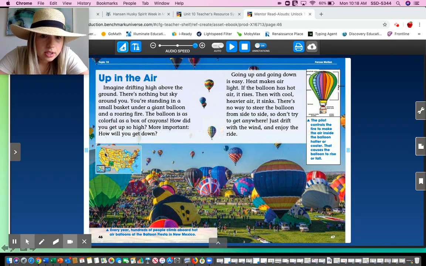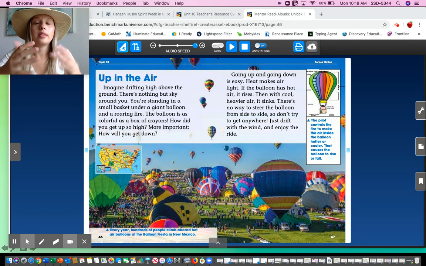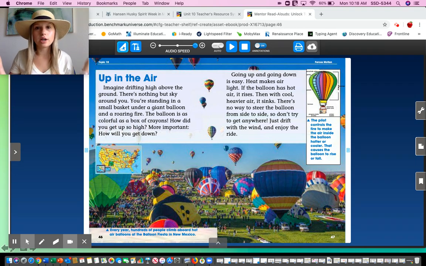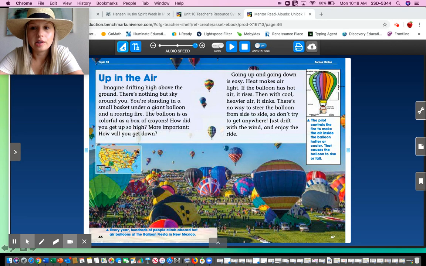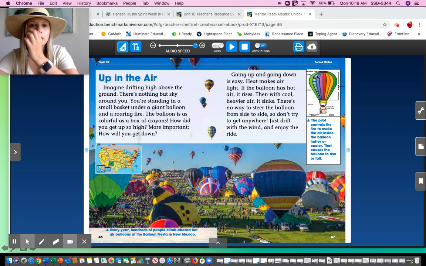I also see over here a map. And yesterday we talked about maps. We talked about how sometimes an author will use a map to help readers understand where the story takes place. So we'll have to look at that a little later. And then I also see some captions down at the bottom. And I also see this cartoon air balloon. And I wonder what that's about. Maybe we'll check it out later.